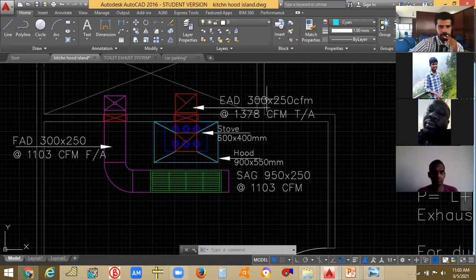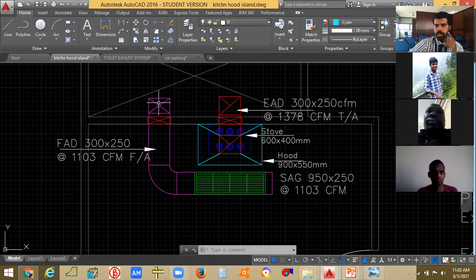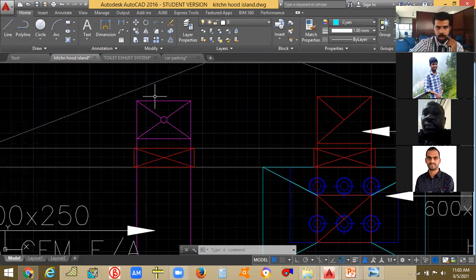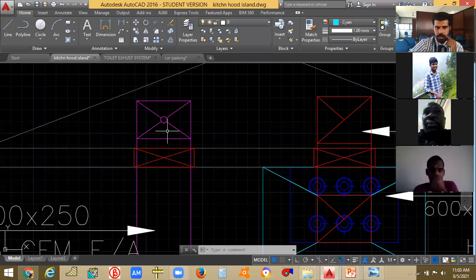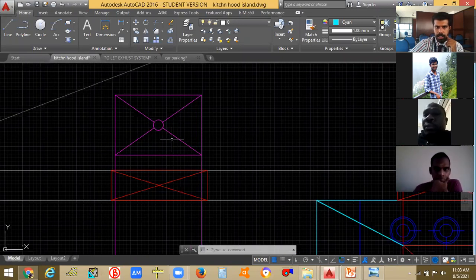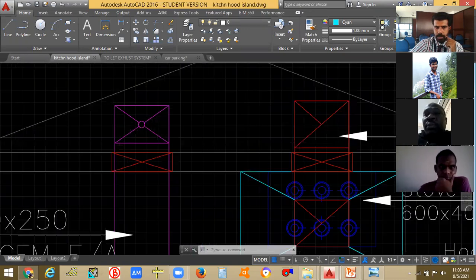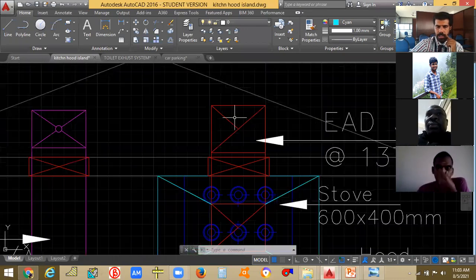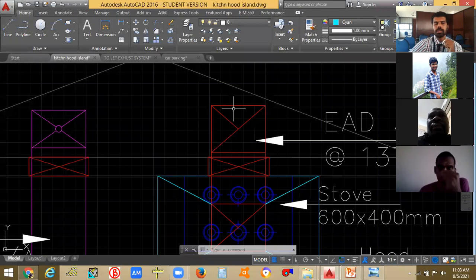Now, this is the fresh air duct. The pressure is being taken from the top, so the side changes. This shows the fresh air. The symbol of fresh air is this, and the symbol of exhaust is like this. I will be taking the symbols in some classes, when we are studying about the duct. There are different symbols.